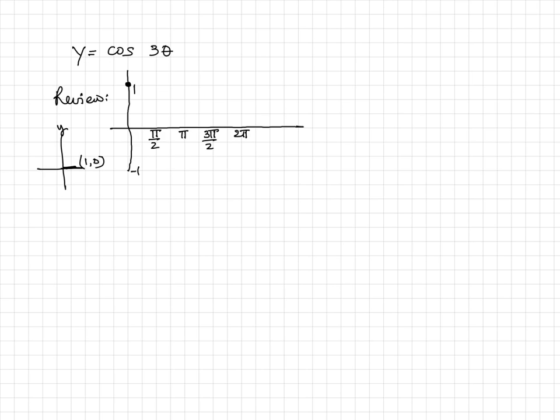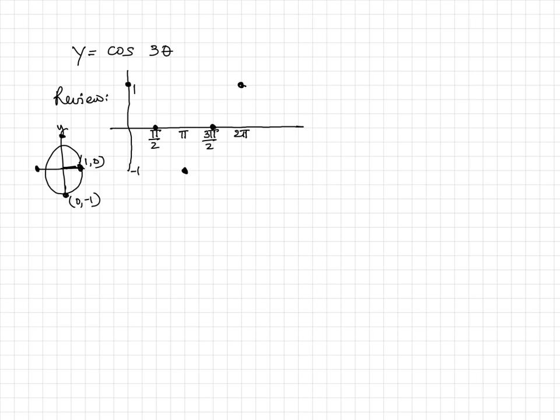Okay, and then when the angle is at 90 degrees, obviously x will be 0. When the angle is at pi, cosine will be negative 1. When the angle is at 270, x would be 0 again. And when the angle is at 360, a complete circle, it's going to go back to 1.